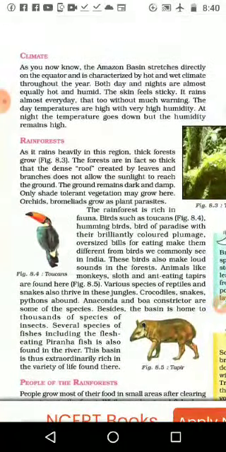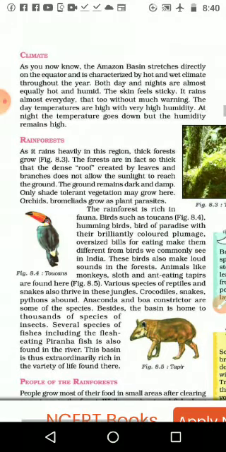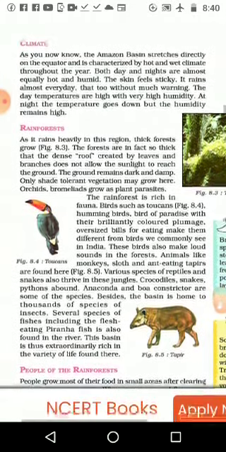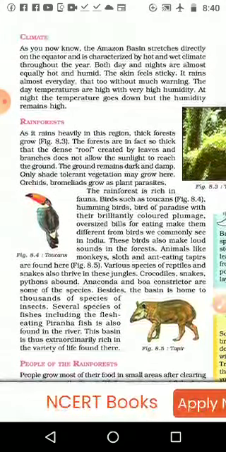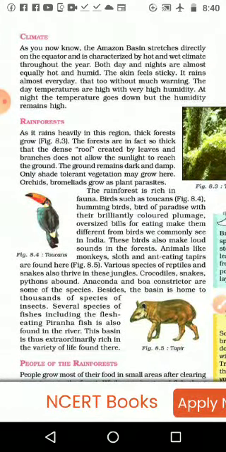As you now know, the Amazon basin stretches directly on the equator, and it is characterized by hot and wet climate throughout the year. Please underline what type of climate they are getting in the Amazon area: hot as well as wet climate. Both day and night are almost equally hot and humid. Daytime as well as night time it is hot as well as humid. The skin feels sticky, which we feel because of the humidity. We are getting maximum sweating also.